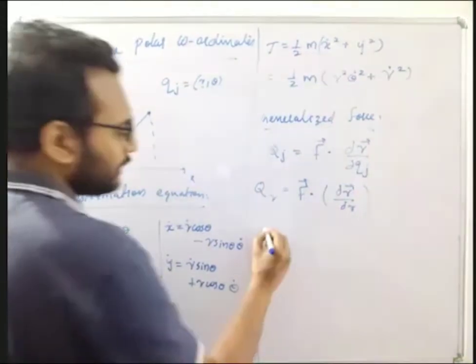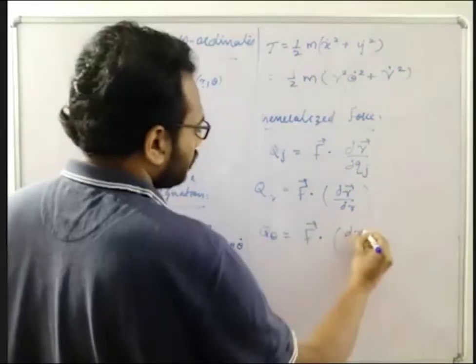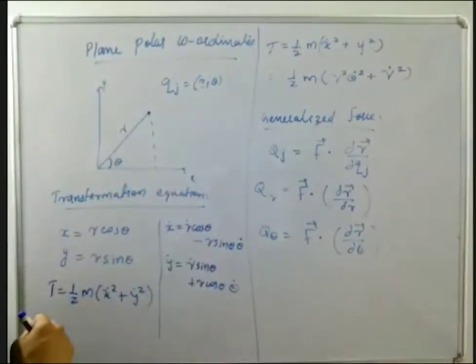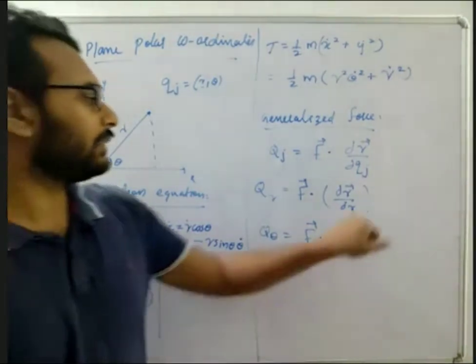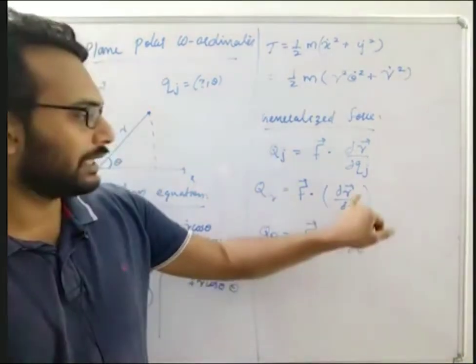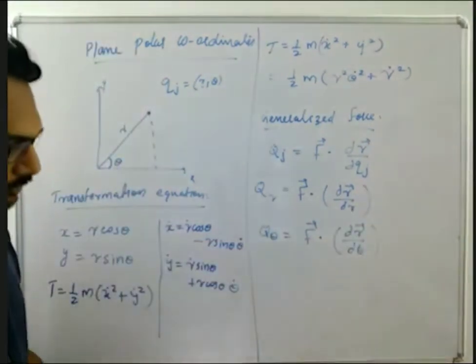And Q theta is f vector dot dou r vector by dou theta. Now, how do we find this? In order to find this, you need to write r vector as a function of r and theta. Let's see how we can do that.